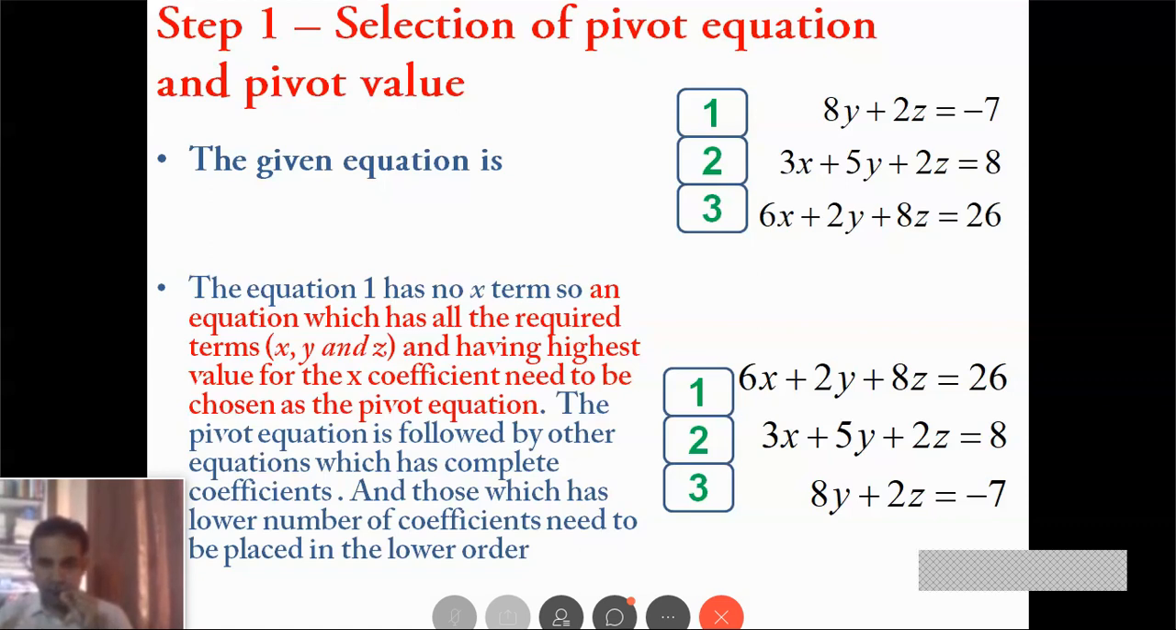So this is the first step that we try to do: rearrange the equations such that you have a pivot equation, which is very important in all the further steps of analysis.